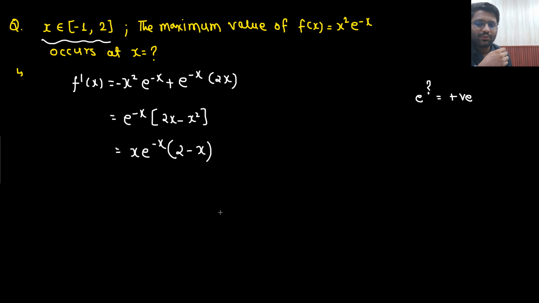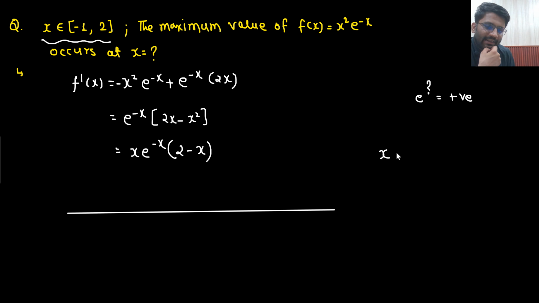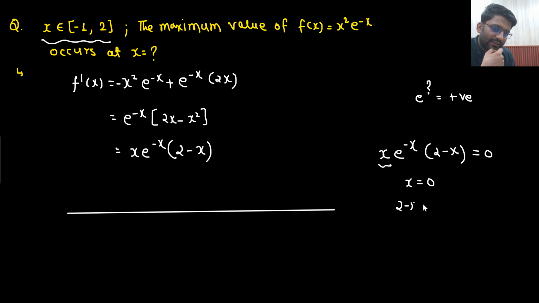Now where will be the poles, or zeros you can say? So where will you get this function to be 0? What are all the points? Can this ever be 0? Basically, I am equating x e^(-x)(2 - x) to 0. So from here, what will you get? x could be equal to 0. Or 2 - x could be equal to 0, that means x = 2.